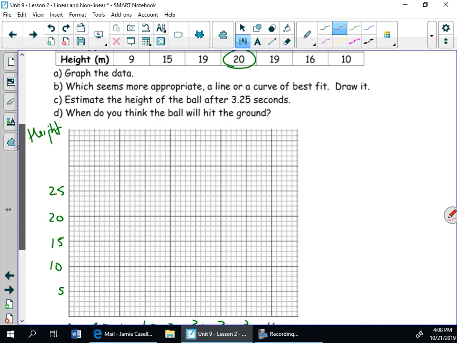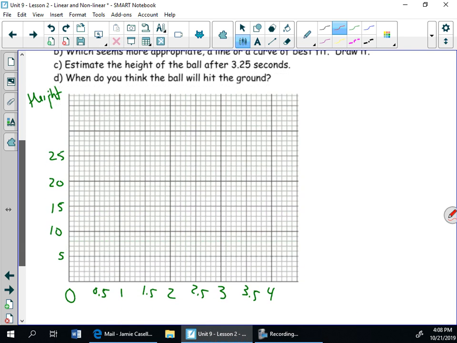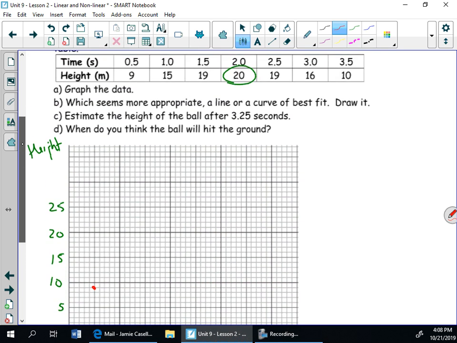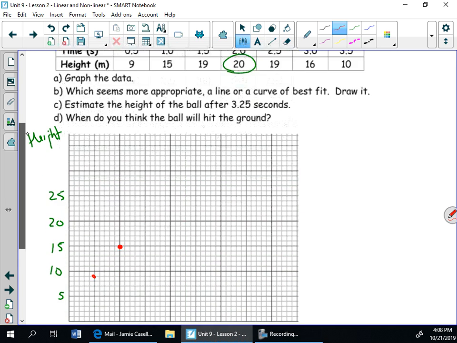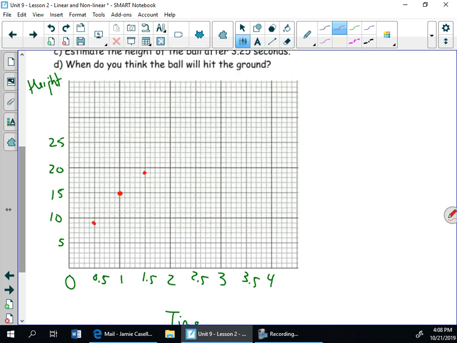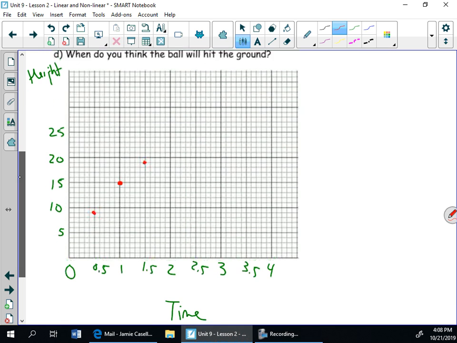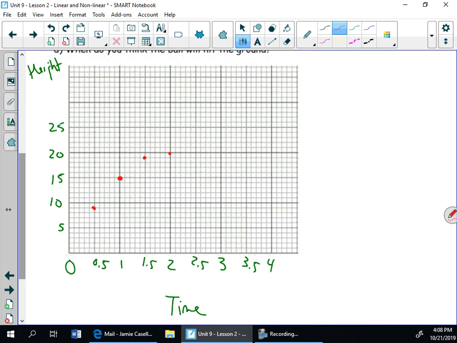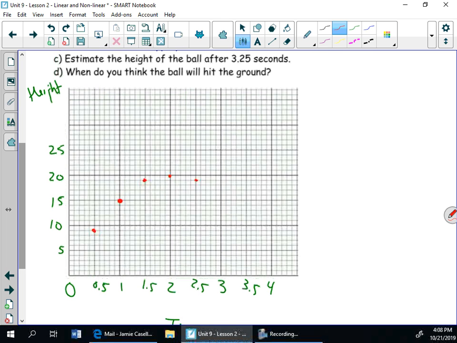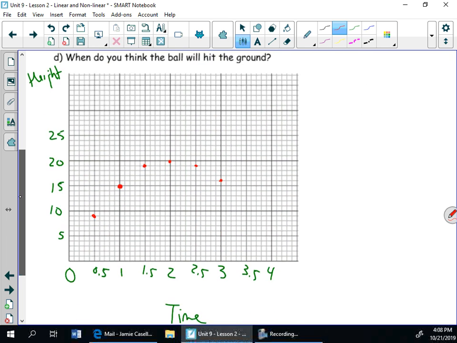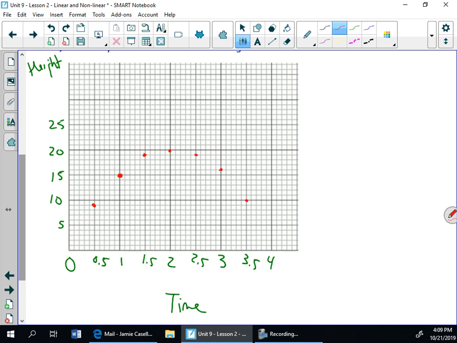Let's plot our data. What do we got first? 0.5 and 9, I can graph that one perfectly. Okay, 1 and 15. 1.5 and 19. 2 and 20. 2.5 and 19. 3 and 16. And the last one, 3.5 and 10. Okay, here's my graph.